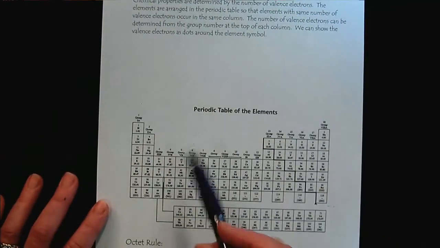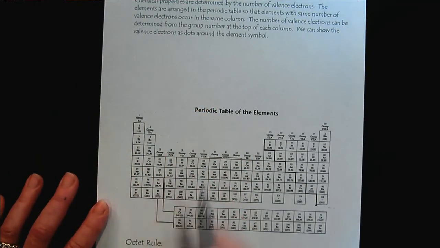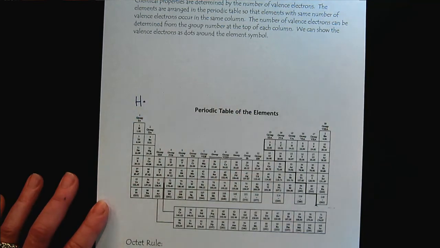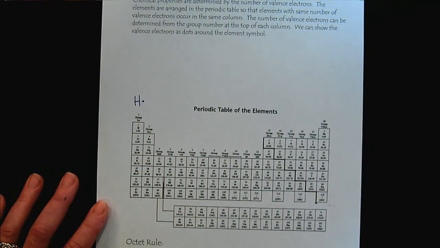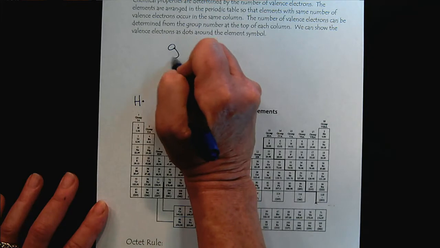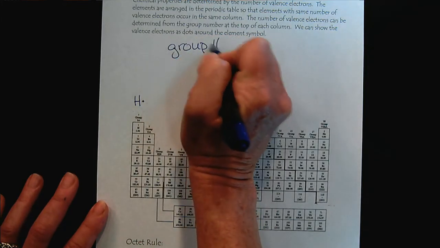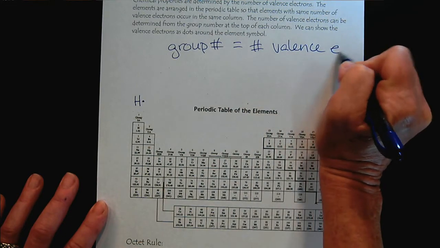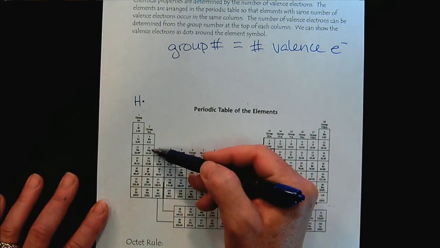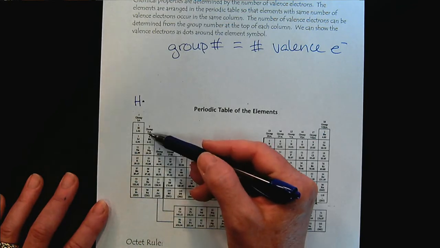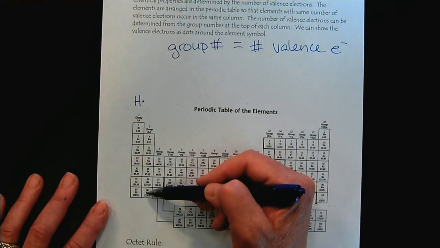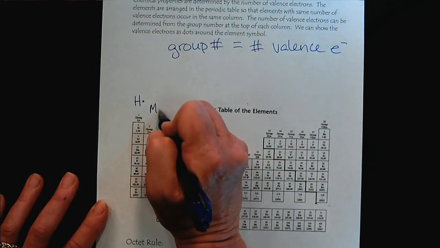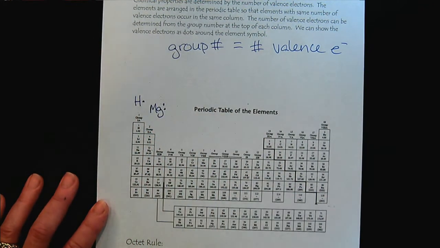So as we look here, we see that this is group 1. So all of these elements, and I'll use hydrogen as an example, they all have one valence electron. Right? So the main thing here is the group number equals the number of valence electrons. So then if we get to the second row, or the second column, the second group, right? Then they have 2. So I'll use magnesium. There's 2 valence electrons.